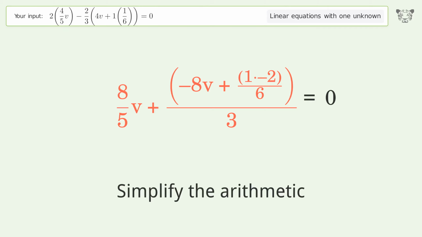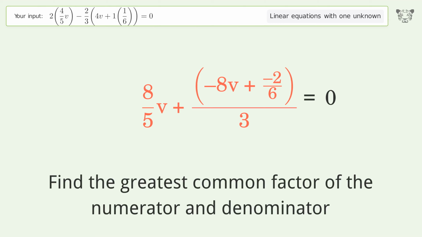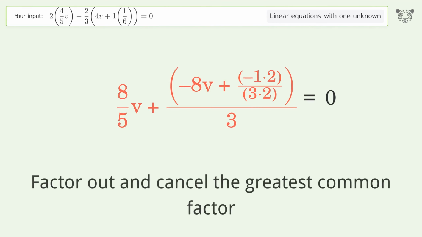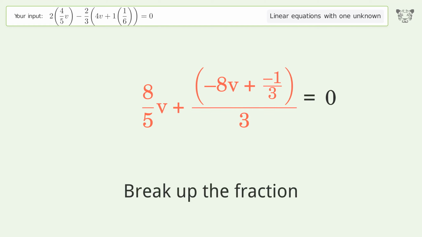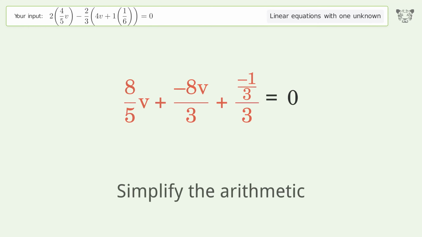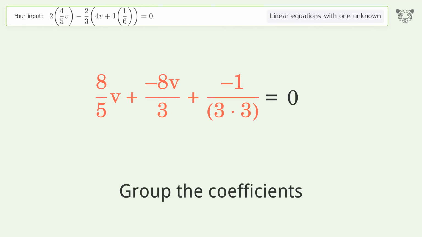Simplify the arithmetic. Find the greatest common factor of the numerator and denominator. Factor out and cancel the greatest common factor. Break up the fraction. Simplify the arithmetic. Group the coefficients.